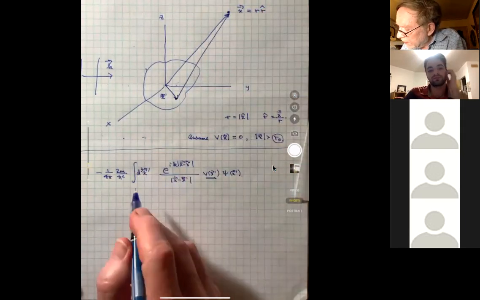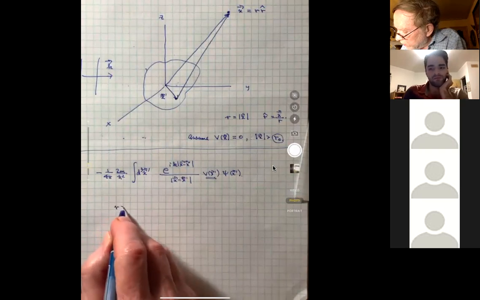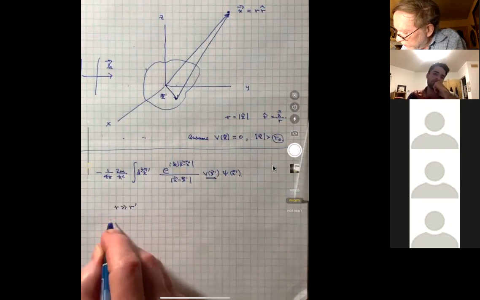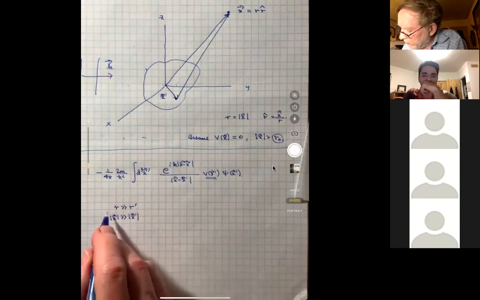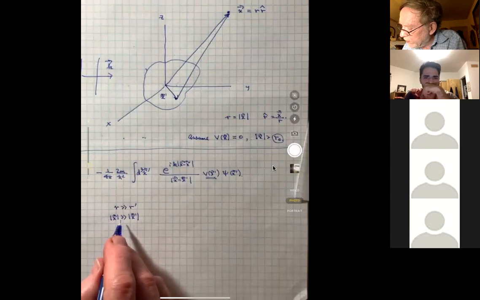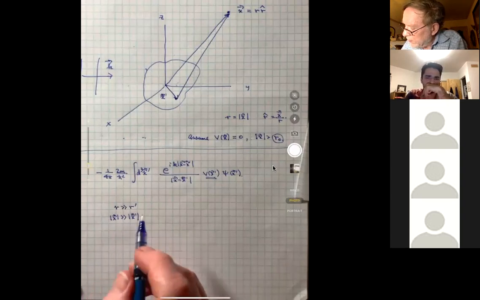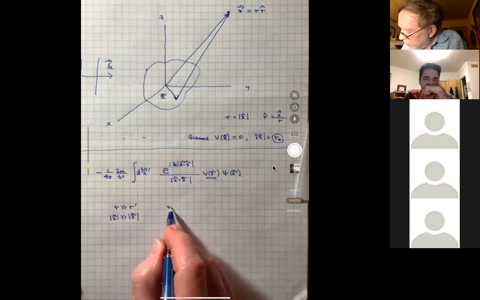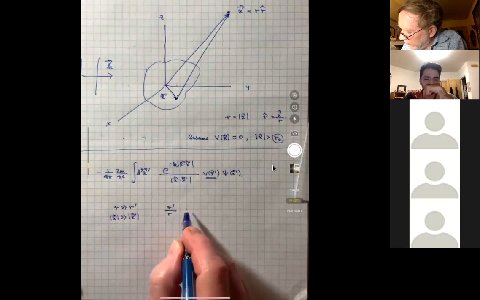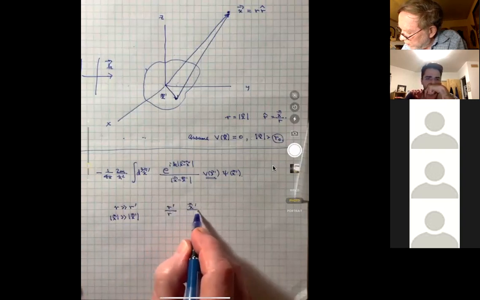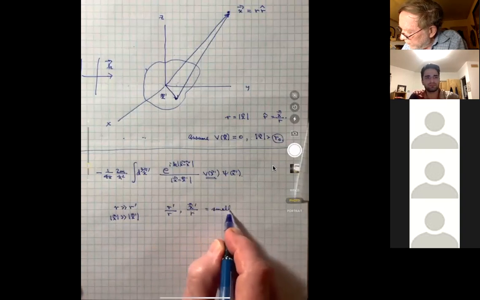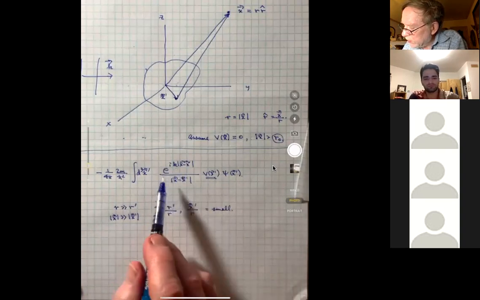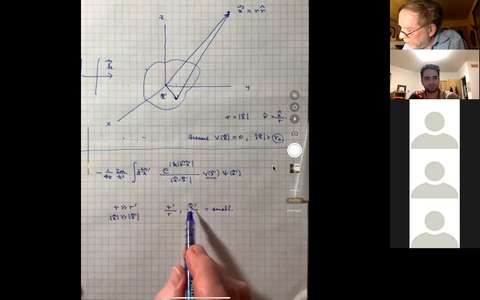So what that means is that r is much greater than r prime, which is to say the absolute value of x is much greater than the absolute value of x prime. X prime is a variable of integration, but this is true over the entire range of integration. So that means that r prime over r, or x prime over r, is a small quantity. And so let's expand this integrand out in powers of x prime over r.